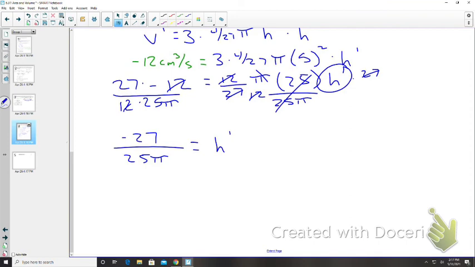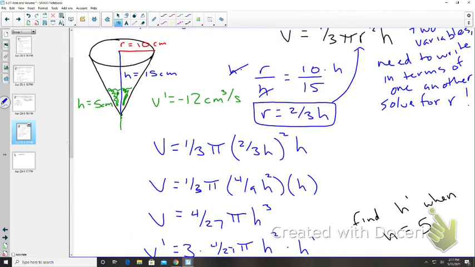So what does that even mean? Can somebody paraphrase this answer for me? Negative 27 over 25 pi is the rate at which the level of liquid is falling when the height is 5. Because that makes a difference, especially for a cone. When we're up at the top, the rate at which it's decreasing is going to be much slower than when we're at the bottom.